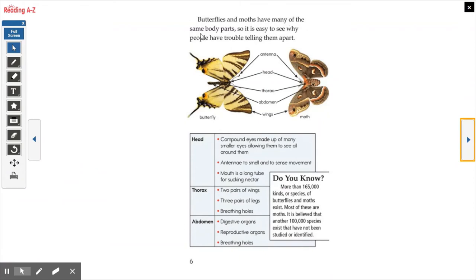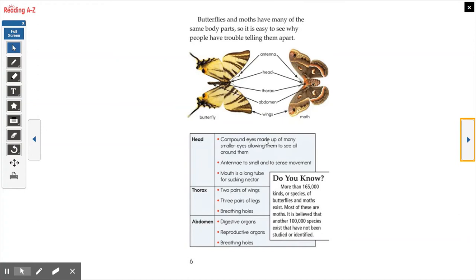Butterflies and moths have many of the same body parts, so it is easy to see why people have trouble telling them apart. So here's another diagram, this time with photographs showing us, okay, here's a butterfly, here's a moth, and what's the same about them? So they both have antenna, they both have heads, they both have the thorax, which is part of their body, and the abdomen, which is the lower part of their body. They both have wings, and even their wings, you might notice they have patterns on them that are specific to their species. And we also know that they can be similar sizes. So a lot of things are actually really the same about them.